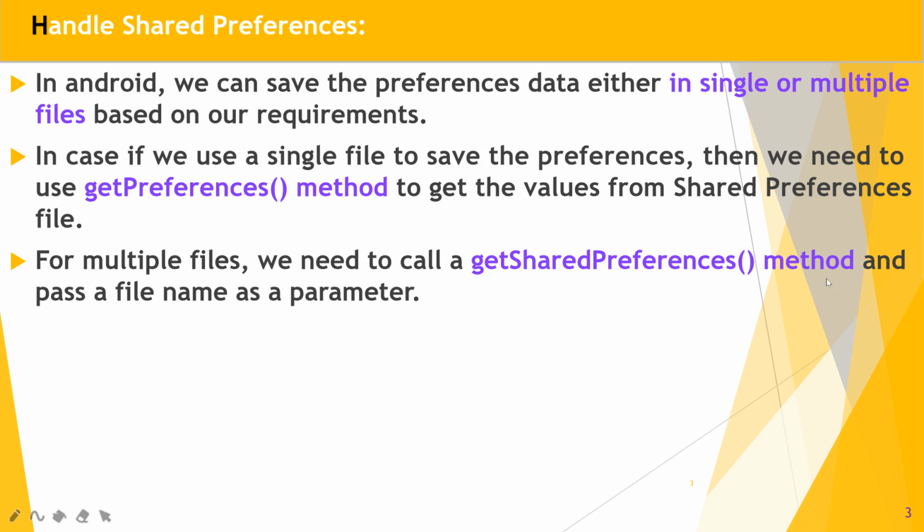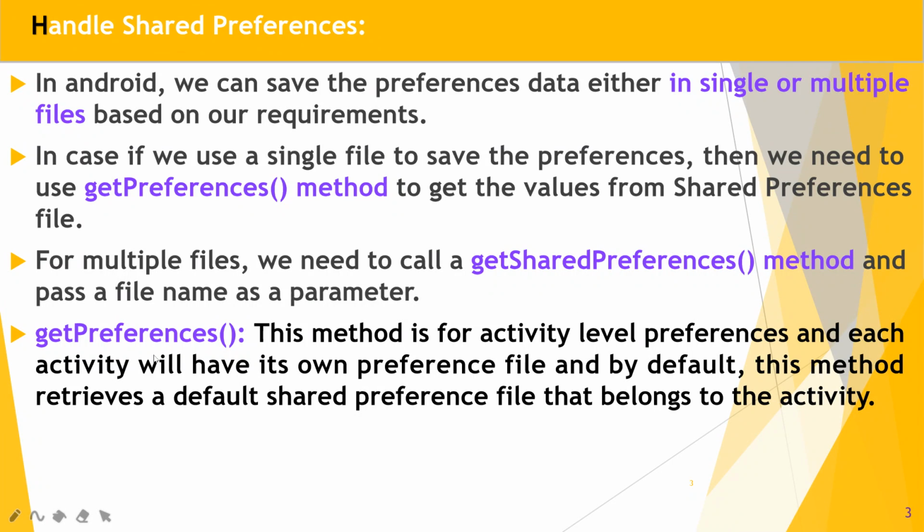If there are multiple files, one argument which we want to mention in the getSharedPreferences method is nothing but your file name, because these are multiple files. So from which file we want to retrieve the data in key value pair form, we specify the name of the file as an argument to the getSharedPreferences method. Hope you understand.